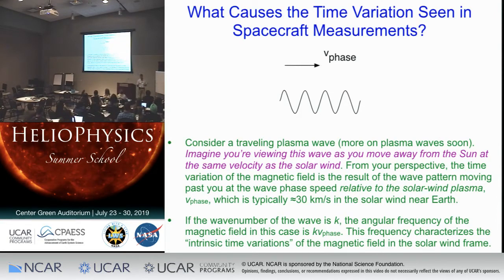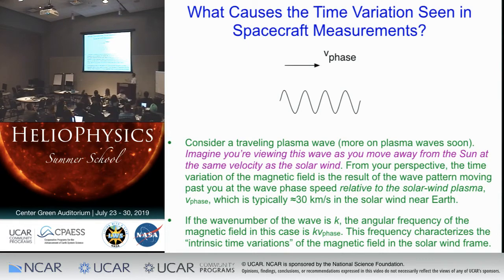So let's go first to this idea that we're in the solar wind plasma frame. So we're in a spacecraft that's moving out from the sun at the same velocity as the solar wind. And let's imagine we have a simple wave. It could be a sound wave, for example. So here's my waveform, and it's traveling to the right at speed v phase. If I put a detector here, and I ask, what will be the period of the oscillations of that sound wave? Well, it would be the time it would take for one wavelength of the wave to flow past my fixed location here, lambda over v phase.